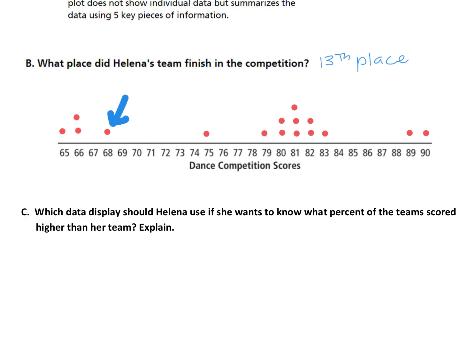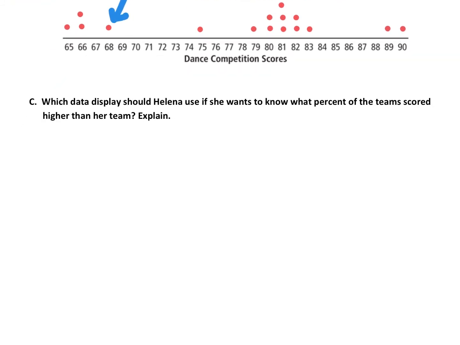So last, which data display should Helena use if she wants to know what percent of the teams scored higher than her team? So if you're changing the question that you're asking, that might change the data display that you would use to help answer that question. So because she wants to know the percent of the teams that scored higher than her team, a box plot would help with this. A box plot gives us first and third quartiles. It breaks the data down into quarters, into 25% ranges of the data. So a box plot would be a good way for her to answer that question.